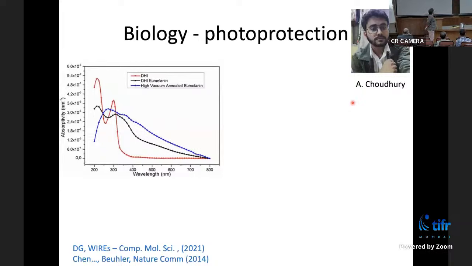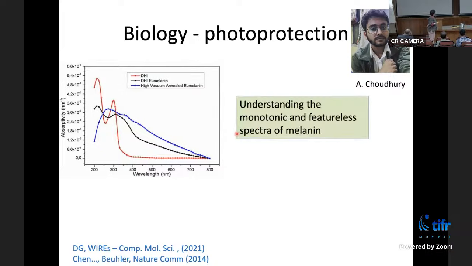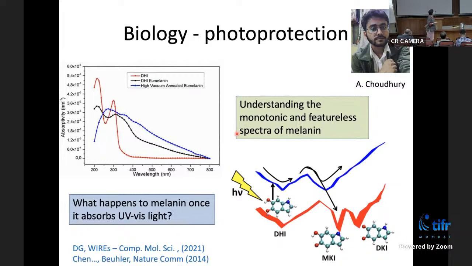And as I mentioned before, we are interested in the photoprotection property of melanin. Here is my student Orpon, who is working a lot on these systems. We are trying to understand the monotonic and the featureless spectra of melanin. Once we have understood the featureless spectra of melanin, the next question that always arises is, melanin is the skin pigment that is present in our body. So it absorbs all of the sunlight. So it has to have that monotonic, really featureless spectra that absorbs all of sunlight.